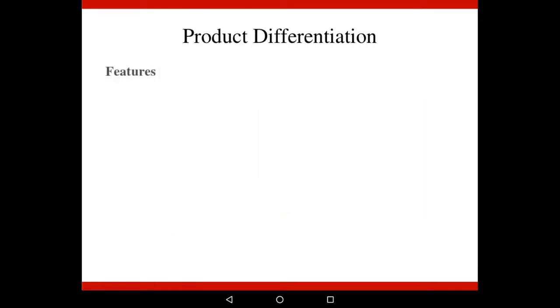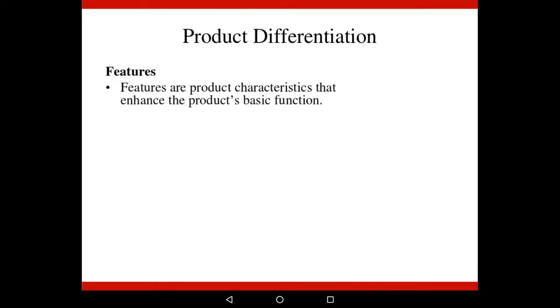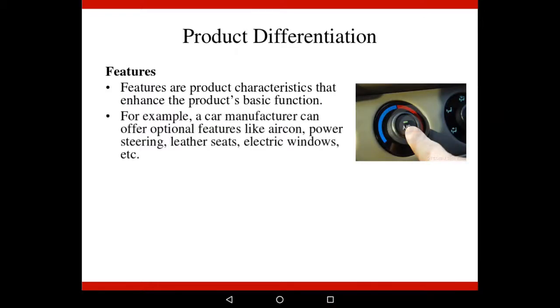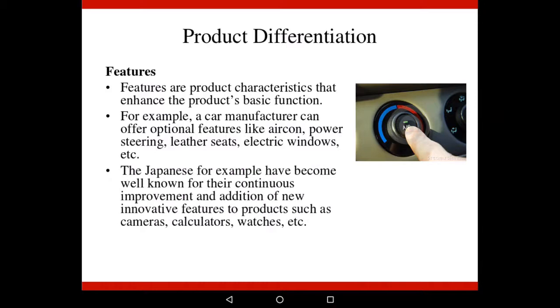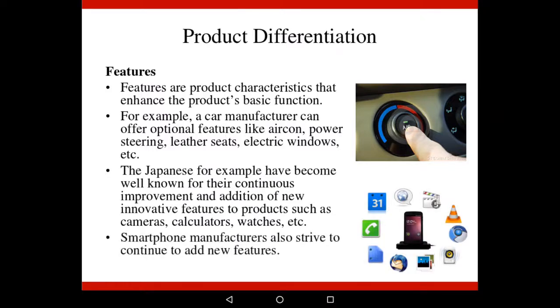Okay, let's first look at features. So features are product characteristics that enhance the product's function. For example, a car manufacturer can offer optional features like aircon, power steering, leather seats, electric windows. Those are optional extras, extra features. The Japanese, for example, have become very well known for their continuous improvements of their products, like cameras and calculators and watches. And smartphone manufacturers also strive to continue to add new features to their products.